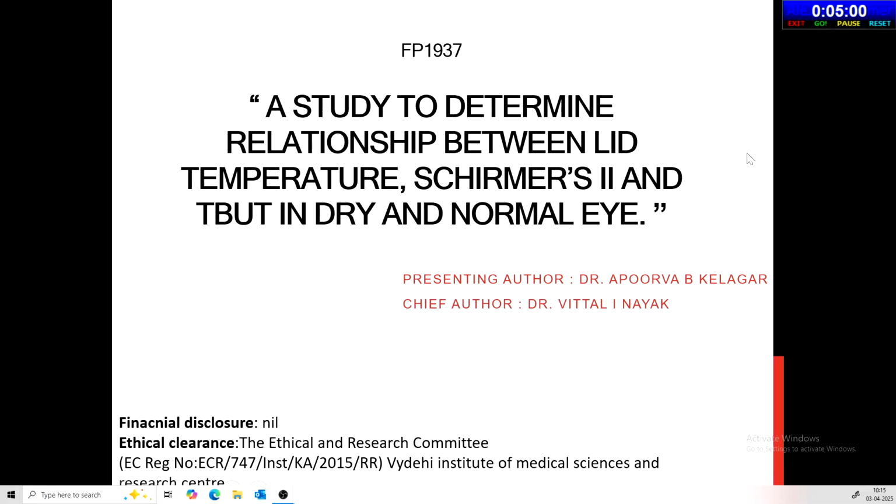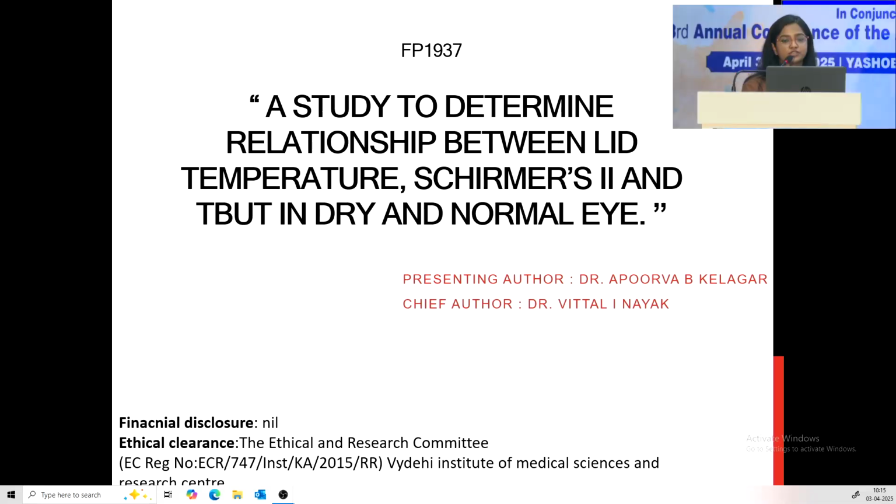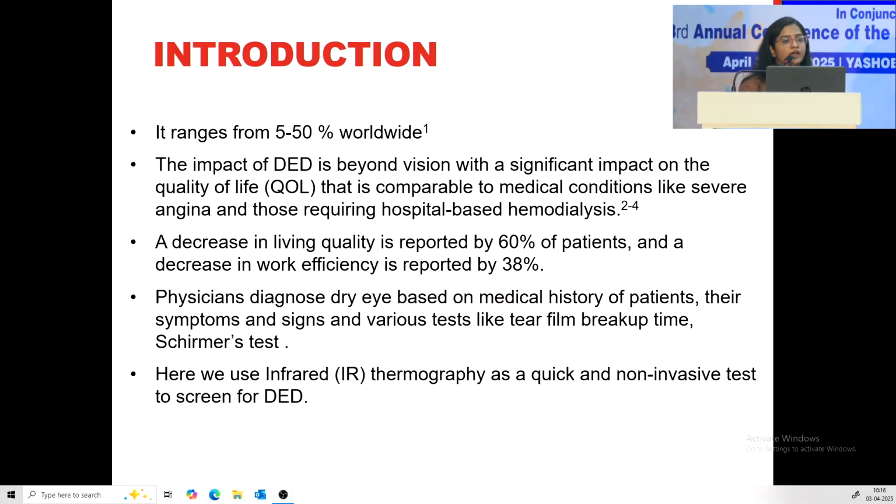Good morning, everyone. My name is Dr. Apoorva B. Kelagar, and I'll be presenting a paper on behalf of Dr. Vittal I. Nayak on a study to determine the relationship between lid temperature, Schirmer's test, and T-BUT in normal and dry eye patients. We see that dry eye is a very common disease.